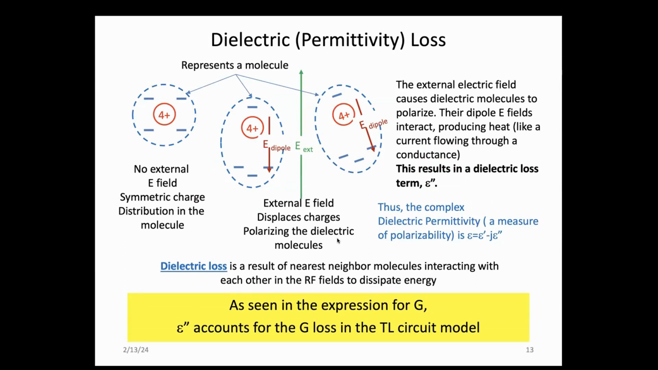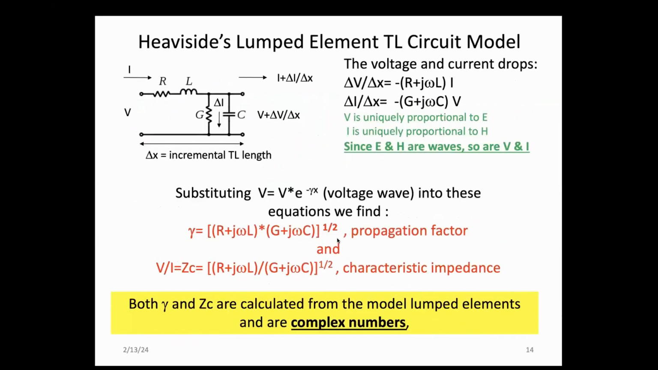So what happens is these nearest neighbors, when the fields are varying, they tend to agitate the molecules and they give up heat. It's just like current flowing through a conductance or a resistor. So that effect is described numerically by this epsilon double prime. So epsilon double prime accounts for the dielectric loss in our equivalent circuit that we're going to take a look at.